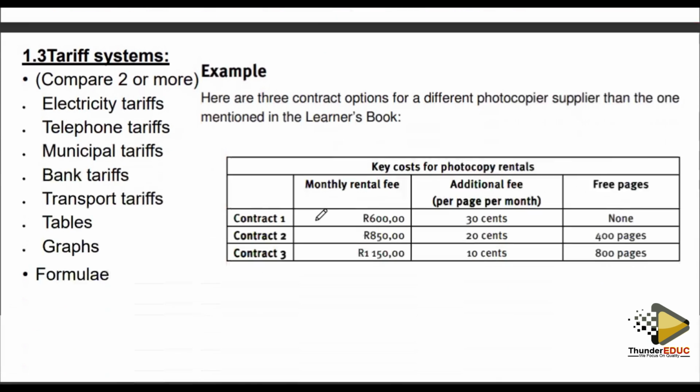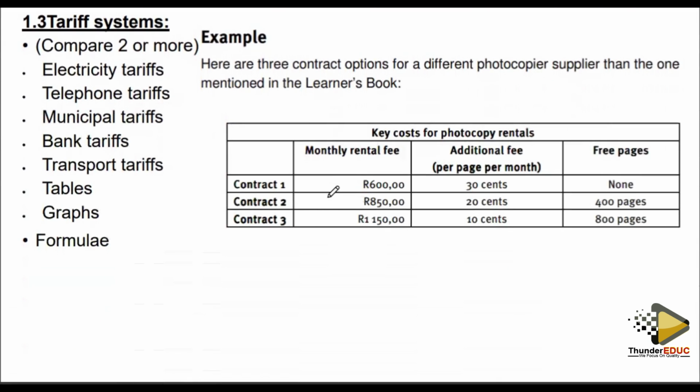All right, we look at what we call the tariff systems. Usually we look at it when we look at water tariffs, and electricity falls under municipal tariffs. Anyway, when we look at tariffs, we expect you to know how to create a formula, how to fill in the table, and how to interpret the graph. These come hand in hand.